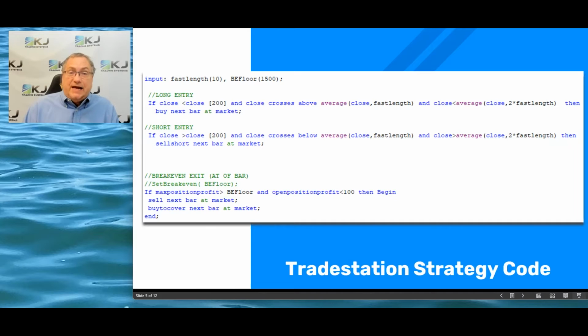This is Tradestation code for the language they use, Tradestation Easy Language. And I'll go through it. I think you'll see it's pretty easy. That's why they call it Easy Language. But you can pretty much read and follow along with me. So I have two inputs. I have the fast length, the fast moving average length, and I also have an exit break-even floor amount. And I'll explain that in a second.